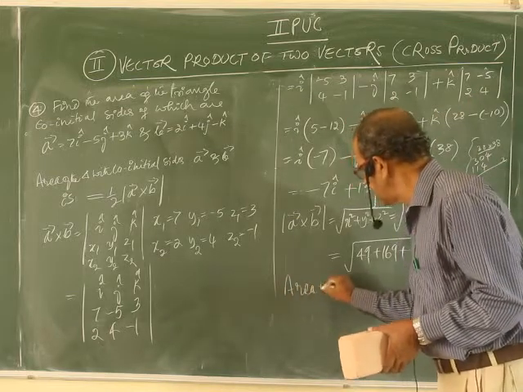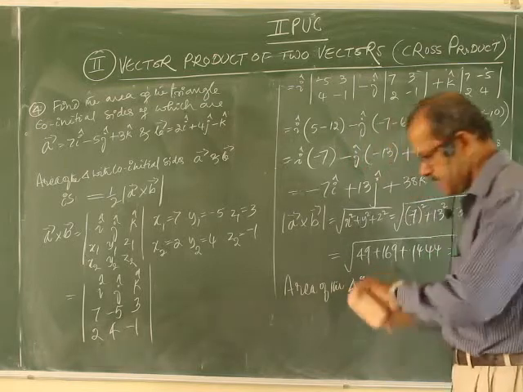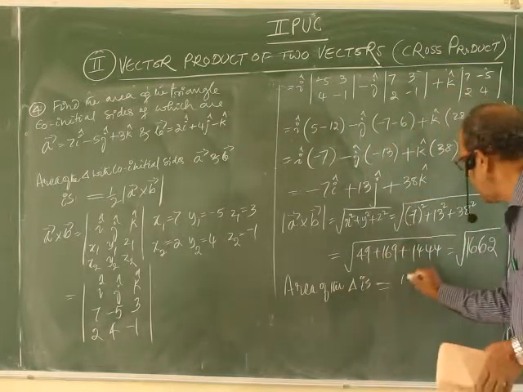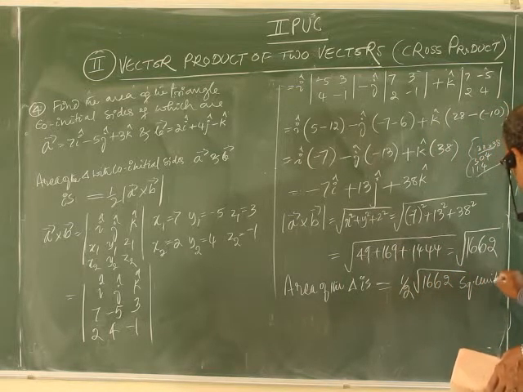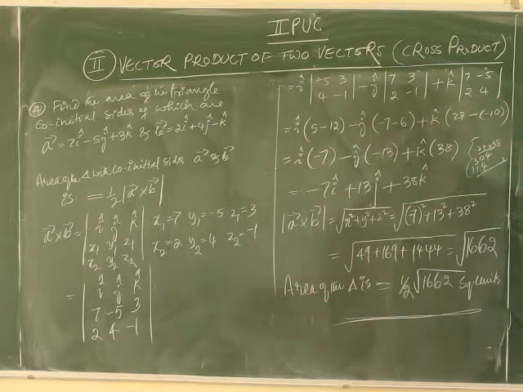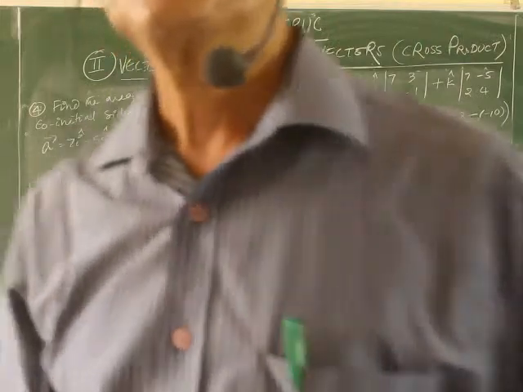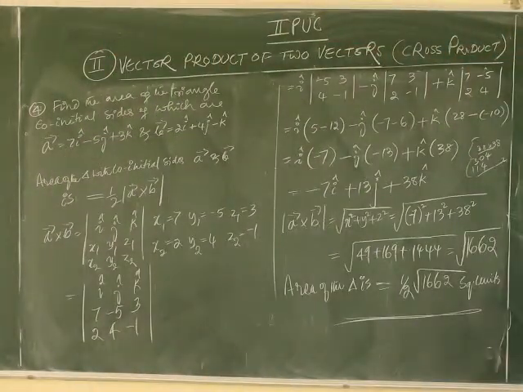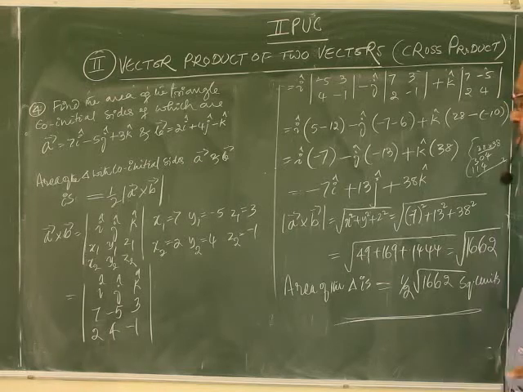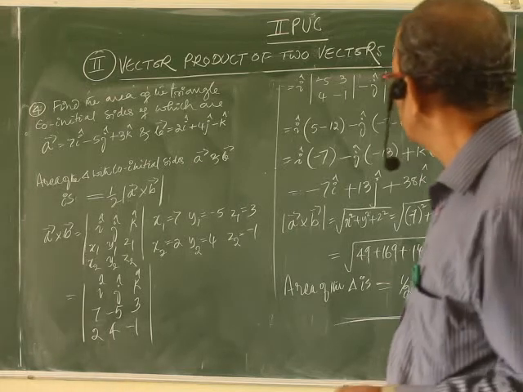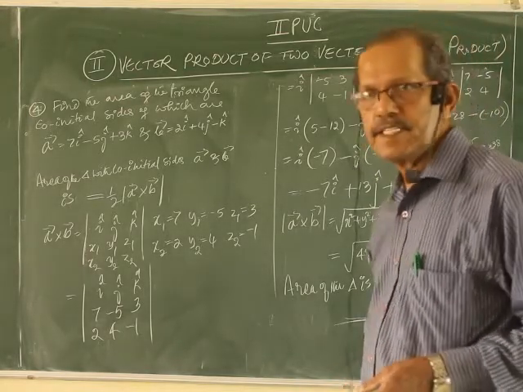Area of the triangle is equal to half into root 1662 square units. Area of the triangle is half of that one, half into root 1662 square units. Yes, it is enough. In this video, let me continue some more problems in the next video. Thank you.